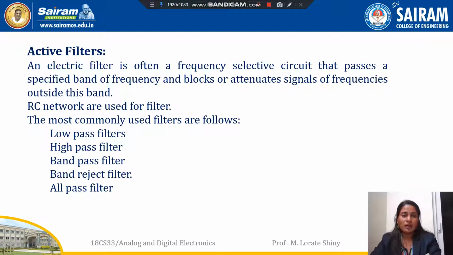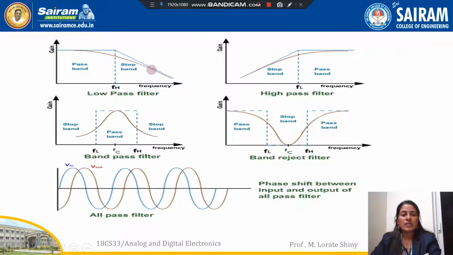In active filters, there are transistors or operational amplifiers, capacitors, and resistors. All these components are used. The RC network is used for the filtering. An RC network is nothing but a resistor capacitor network. There are a few types of filters: low pass filter, high pass filter, band pass filter, band stop filter, and all pass filter.